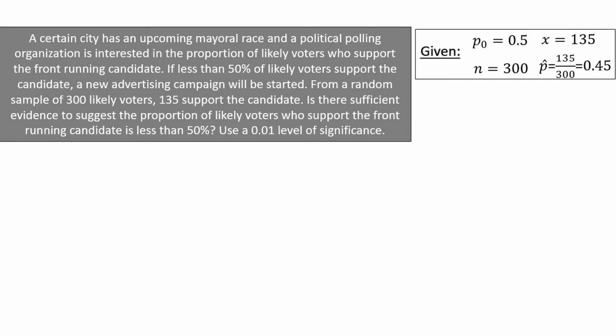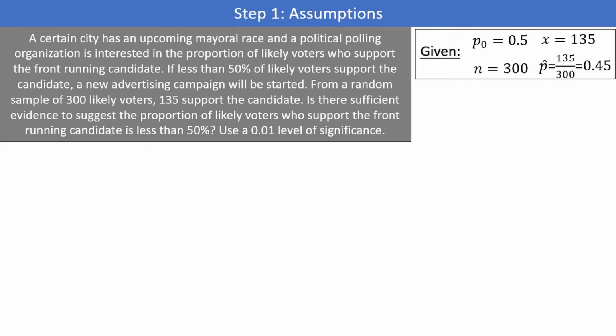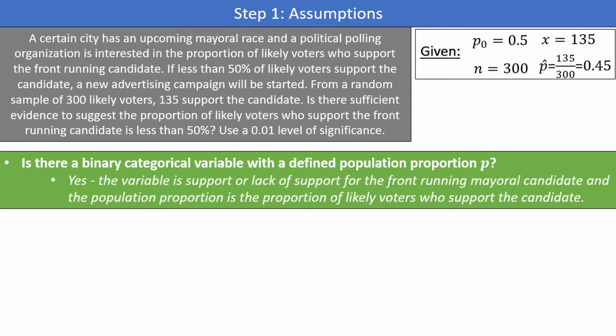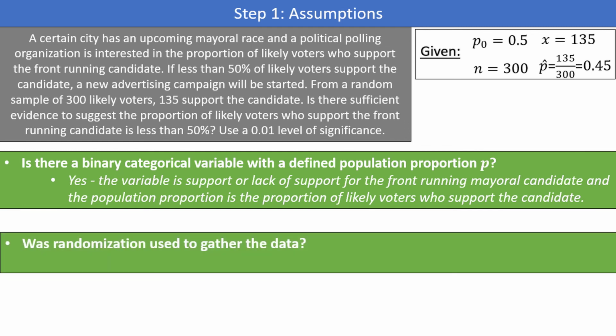Okay, let's get into the 5 hypothesis testing steps. Step 1. Assumptions. Is there a binary categorical variable with a defined population proportion p? Yes. The variable is support or lack of support for the front-running mayoral candidate, and the population proportion is the proportion of likely voters who support the candidate. Was randomization used to gather the data?